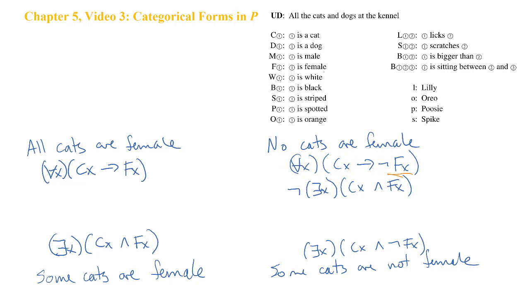When, however, we're using the existential form, as down here with some cats are female, we use the existential quantifier and a conjunction. There's at least one thing such that it is both a cat and female. Or over here, there's at least one thing x such that it is both a cat and non-female.